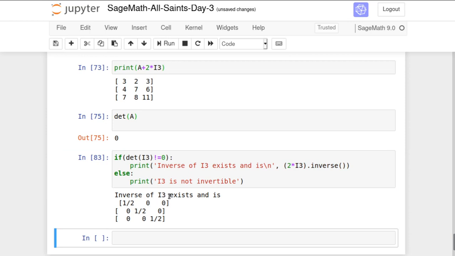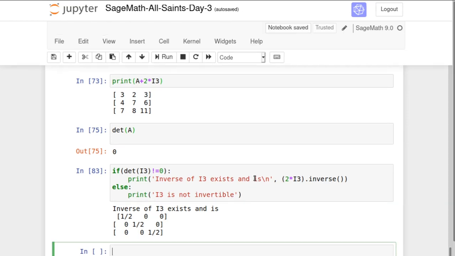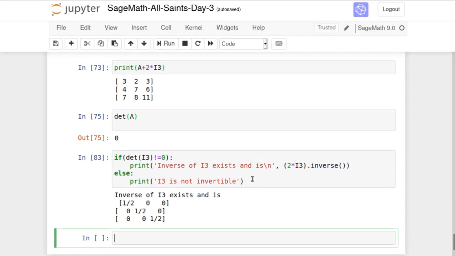This is how we find the inverse of a non-singular matrix. So just use the determinant command to check if it's invertible or not. If it's invertible, we can find the inverse using the inverse command. But of course, we can find the inverse using the raised to the power -1 command also.